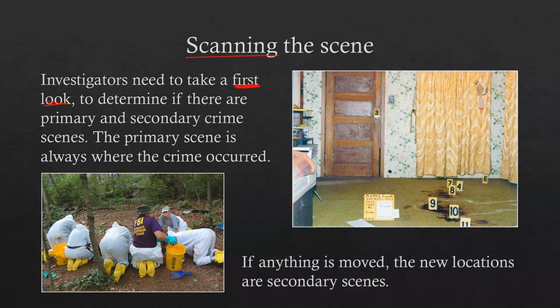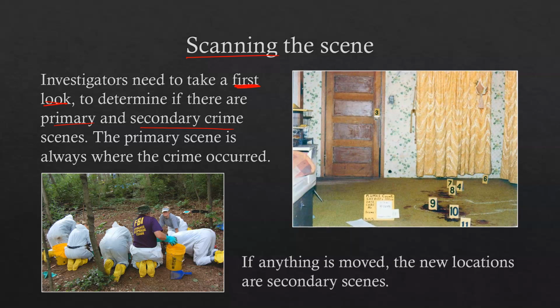It's a first look to determine if there are primary and secondary crime scenes. We're going to talk later in the class about primary and secondary crime scenes, but for now, we know that crimes can happen over the course of several locations. Bodies can be moved. Evidence can be moved. Evidence could be scattered to make it harder for investigators to put the pieces together, right?